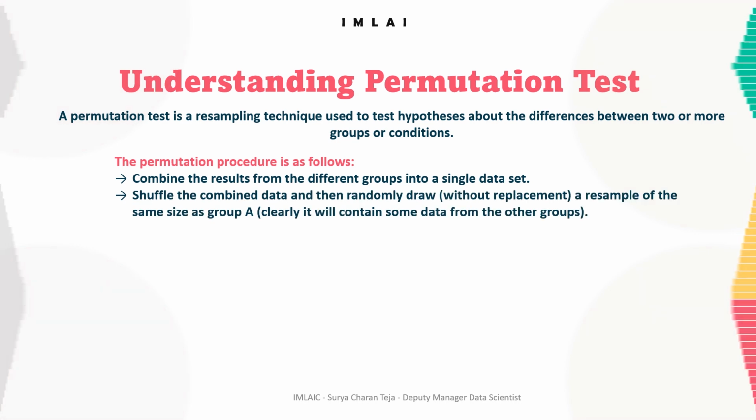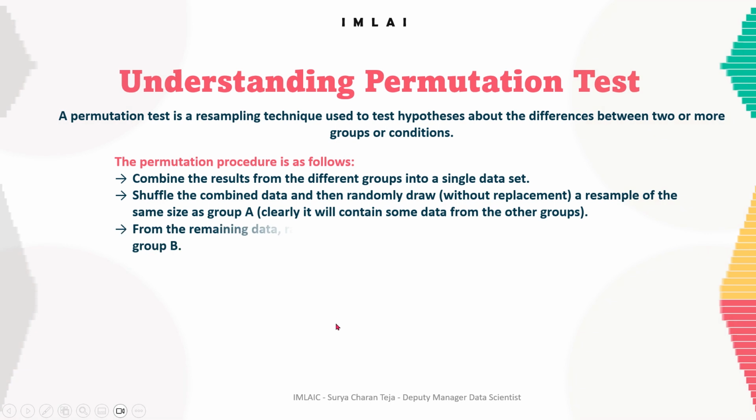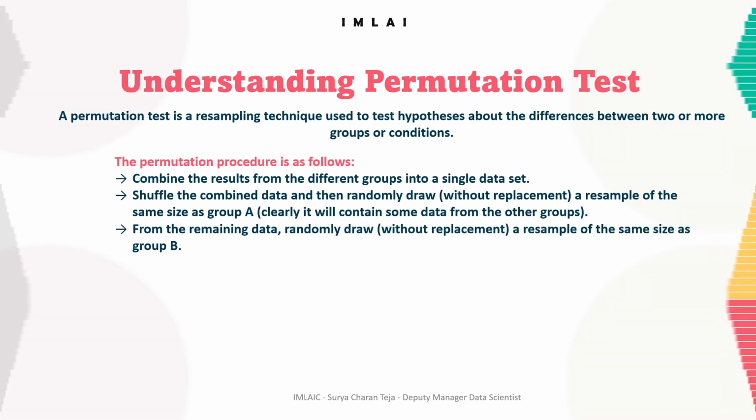Shuffle the combined data and then randomly draw a resample of the same size without replacement. Very important point to be noted: without replacement, of the same size as group A. Clearly it will contain some data from the other groups, obviously. So once you have combined the results of two different groups into a single set, then you have to do the shuffling. It's like a cards game. Once you combine all the cards, you do the shuffling like this. So it's like a cards game.